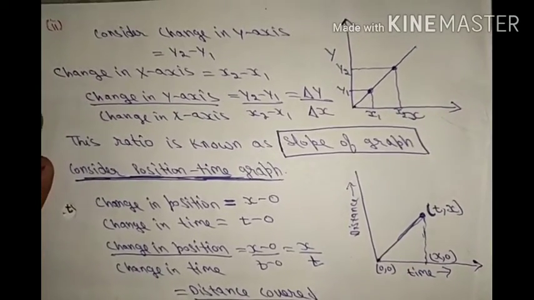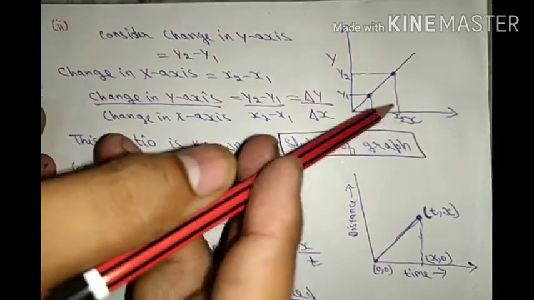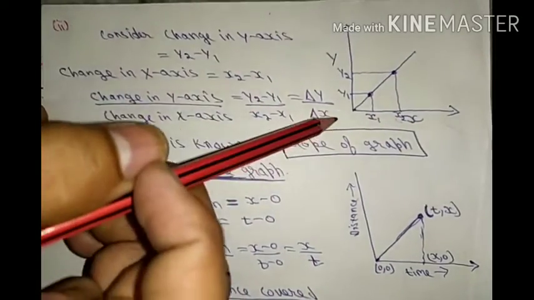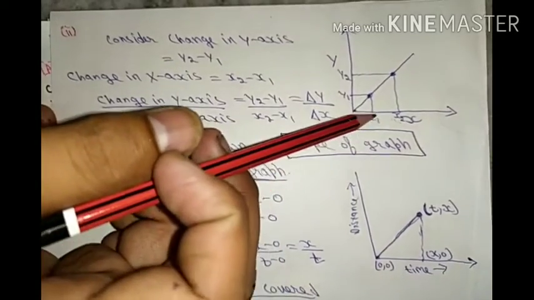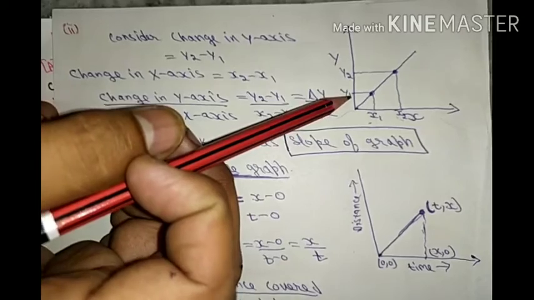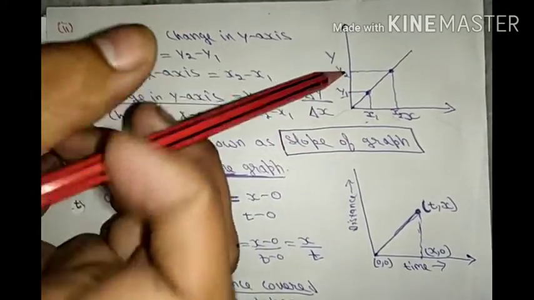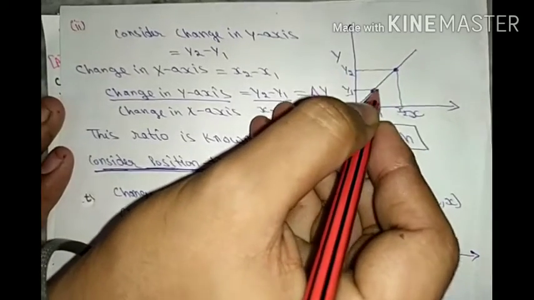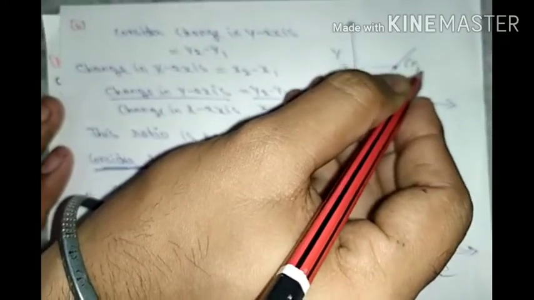Before going to derivation, let's consider a graph between x and y axis, which is a straight line graph. At any point x1, there must be a corresponding value, that is y1, and for x2 there is a corresponding value y2. So this point is x1, y1 and this point is x2, y2.